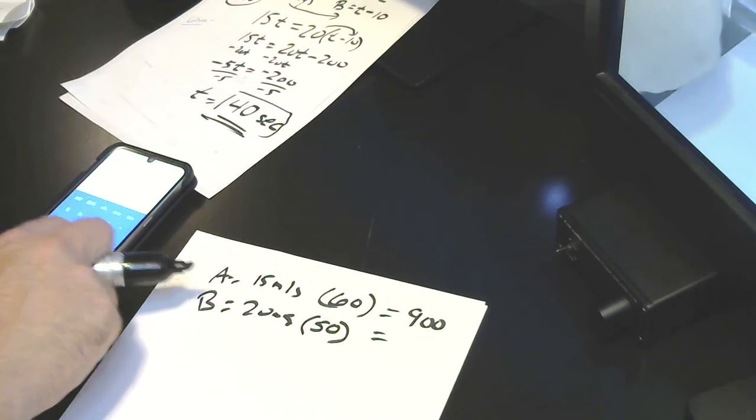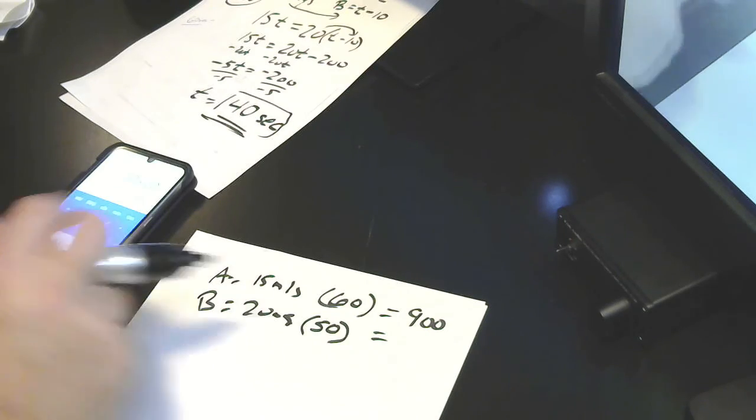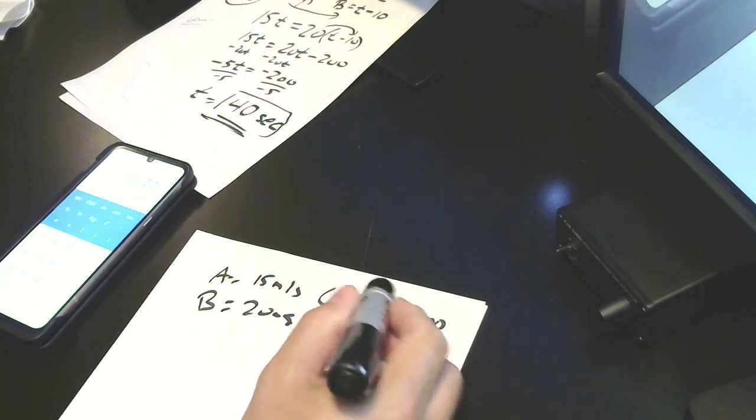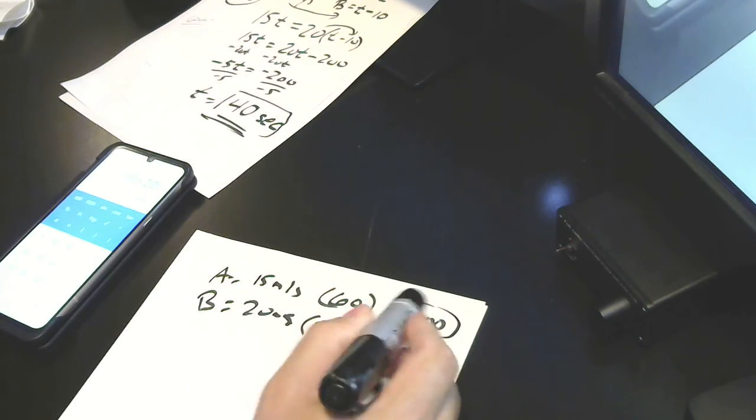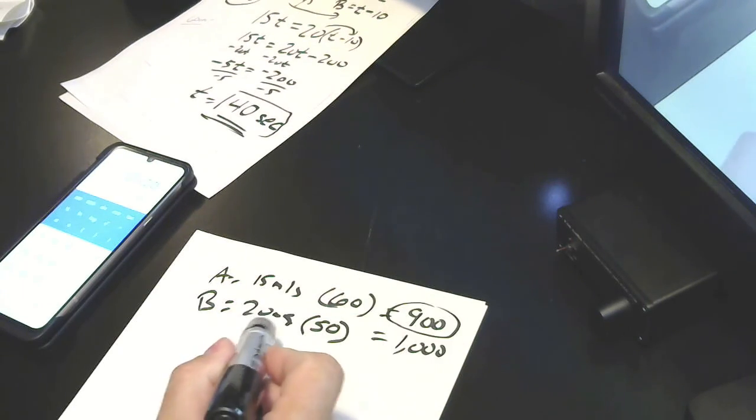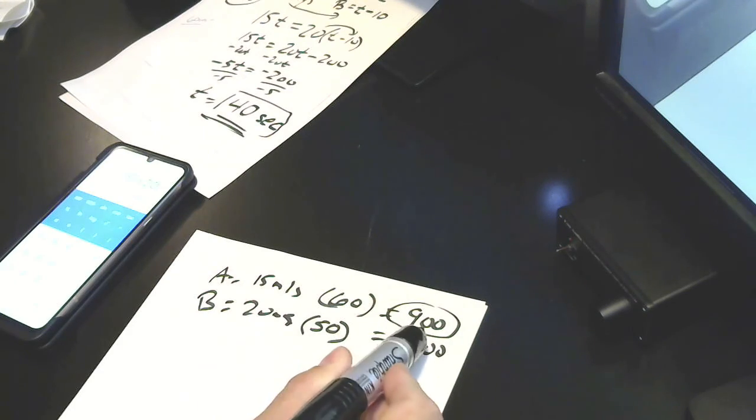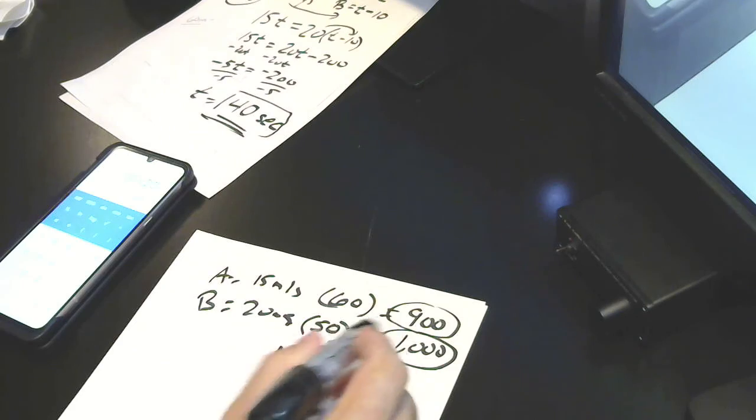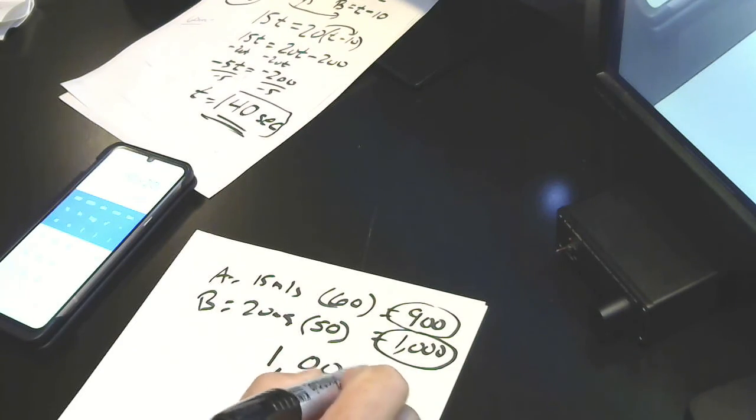Well, no, I'm sorry. 50 times 20. That's 1,000. So after 60 minutes, this one would have traveled 900. After 60 minutes, it would have waited 10 seconds, and then it would have gone for 50 seconds. Traveled 1,000. So the distance between the two is 1,000 minus 900, which is 1,000 meters.